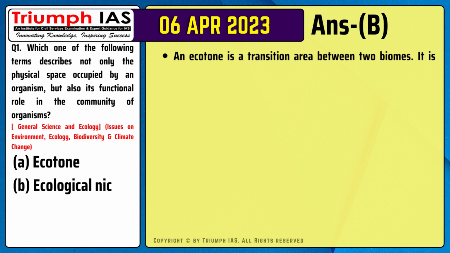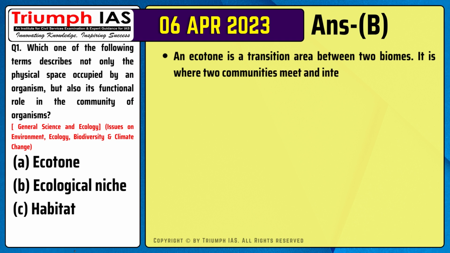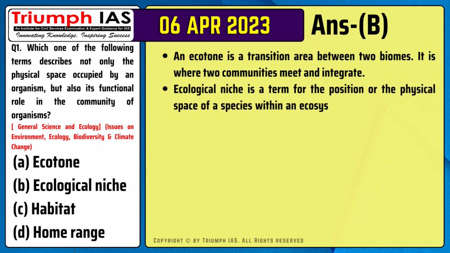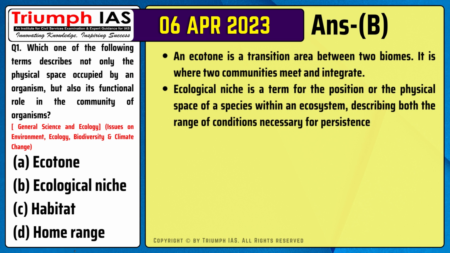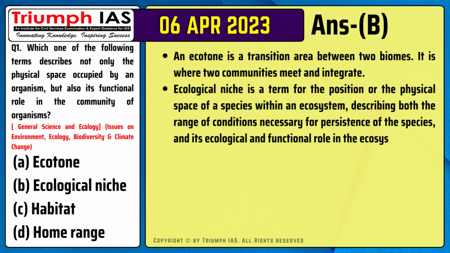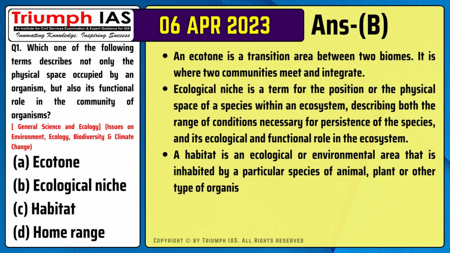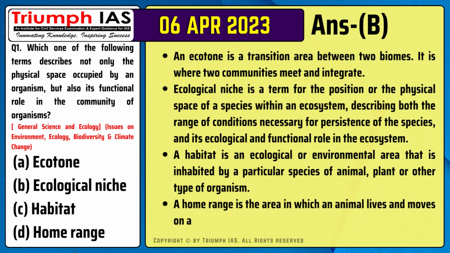Number 1. An ecotone is a transition area between two biomes. It is where two communities meet and integrate. Number 2. Ecological niche is a term for the position or the physical space of a species within an ecosystem, describing both the range of conditions necessary for persistence of the species and its ecological and functional role in the ecosystem. Number 3. A habitat is an ecological or environmental area that is inhabited by a particular species of animal, plant, or other type of organism. Number 4. A home range is the area in which an animal lives and moves on a periodic basis.